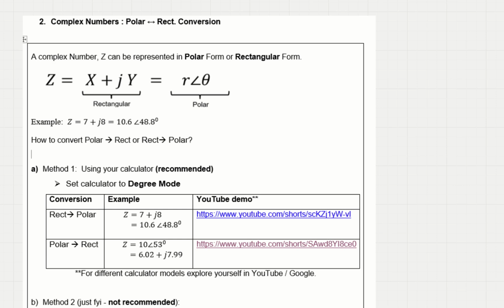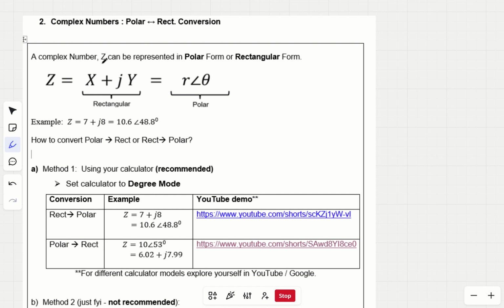In this lesson, we will learn about complex numbers, how to convert from polar to rectangular form. In the previous lesson, we saw how to represent an AC waveform in a complex number, and we represented it in a polar form. We put the RMS value here and the angle here.